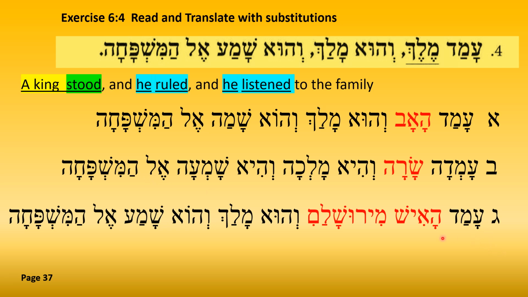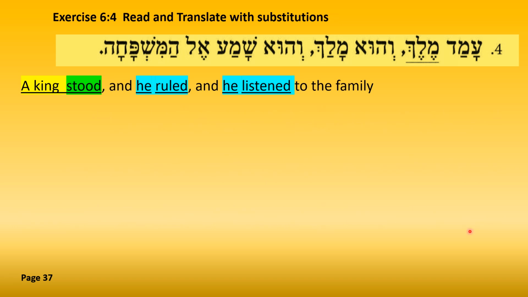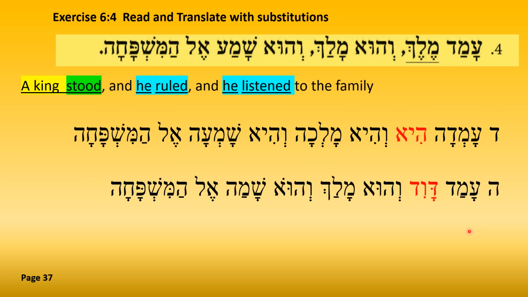Same thing here. Ha'ish Yerushalayim, the man from Jerusalem. Well, the man is still masculine singular, so everything else here is going to stay the same. Nothing will change because your pronouns will be the same and your verb. Same thing here.